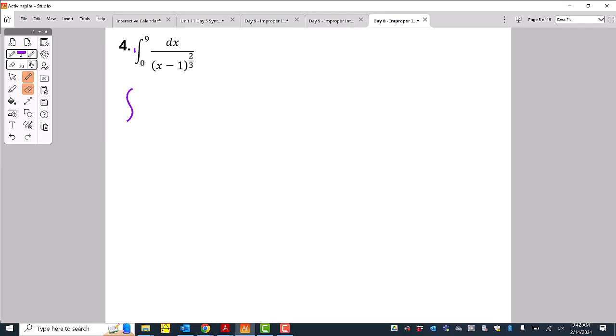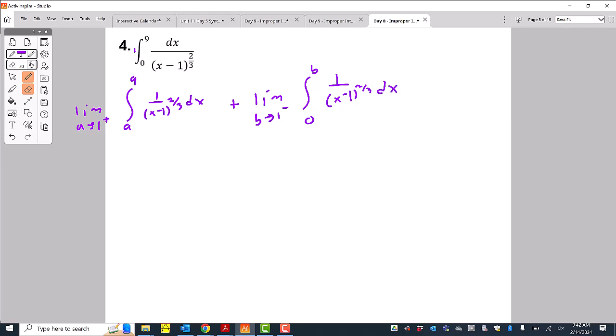We're going to do the integral from 1 to 9, and we're going to replace this 1 with a. Limit as a approaches 1 from the right of 1 over x minus 1 to the 2/3 dx. Plus the limit as b approaches 1 from the left, and we'll do the integral from 0 to b of 1 over x minus 1 to the 2/3 dx. That's what we're going to integrate.